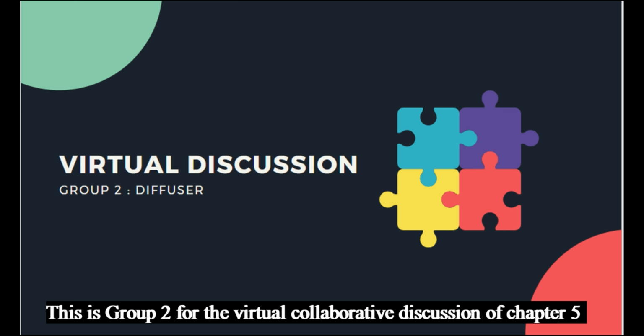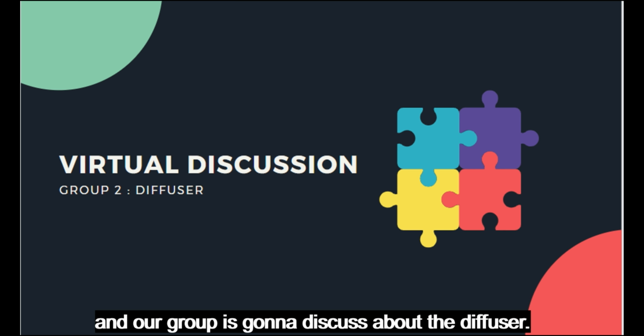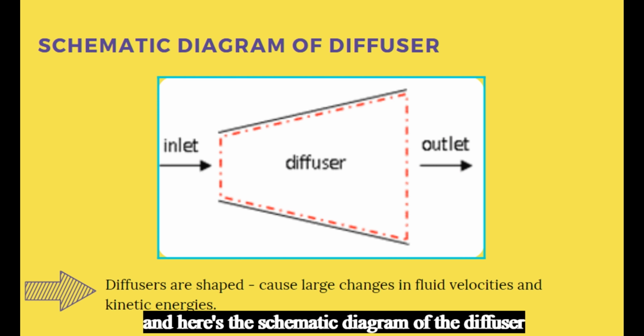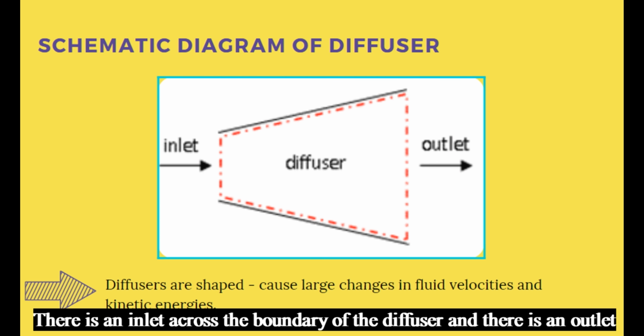This is Group 2 for the virtual collaborative discussion of Chapter 5, and our group is going to discuss the diffuser. Here's the schematic diagram of the diffuser. There is an inlet across the boundary of the diffuser and there's an outlet.